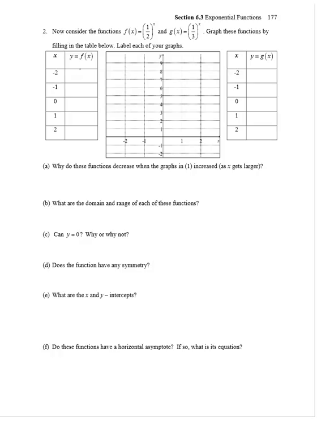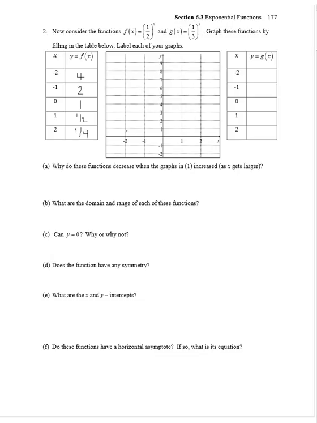Okay, so we talked about if a was greater than 1, but what about if a is between 0 and 1? So if it's a positive fraction. Well, let's do f of x is 1/2 to the x and g of x is 1/3 to the x. Then we have 1/2 to the negative 2 is 4. 1/2 to the negative 1 is 2. 1/2 to the 0 is 1 because anything to the 0 is 1. 1/2 to the first power is 1/2 and 1/2 squared is 1/4.